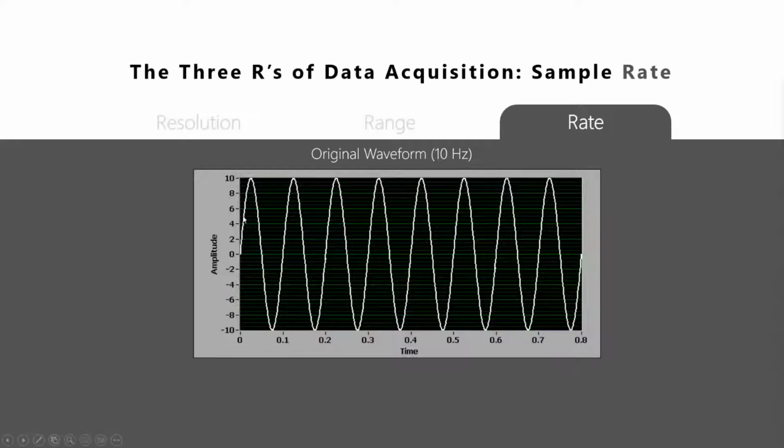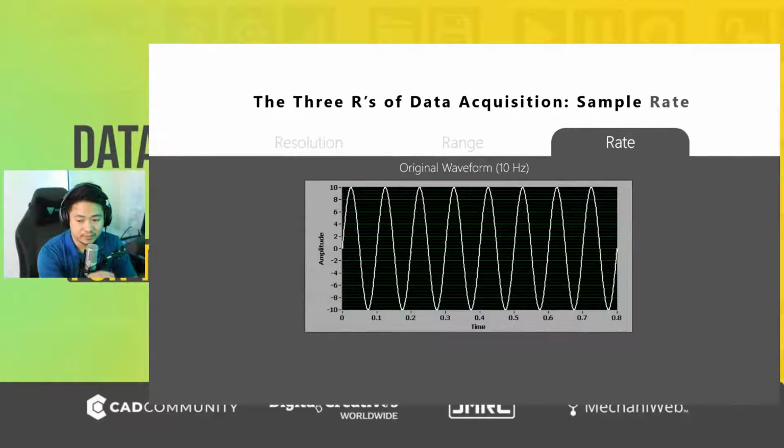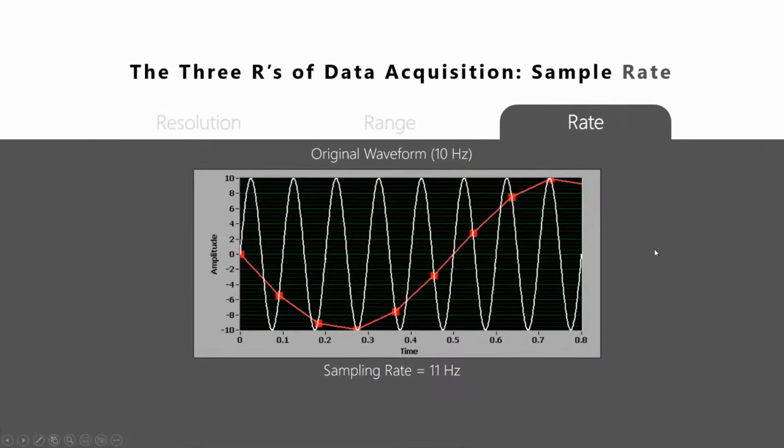Let's say we're measuring a sinusoidal waveform. A real world signal has infinite data points at any given time, but a DAQ device needs to acquire only discrete points at a given time. The rate at which our data acquisition device takes new samples from our waveform is our sampling rate, or sample rate. Notice how the rate at which we sample drastically affects the accuracy of the representation of the signal.